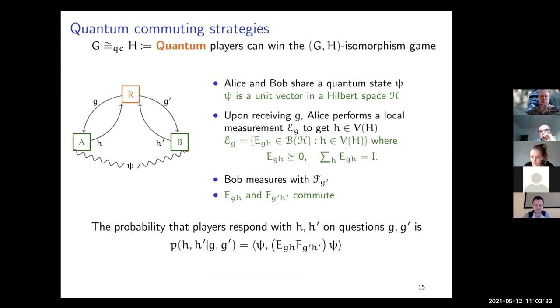But still I don't see how we get this H from a given G. So there would be only one H, yes? No, you need to come up with it. You decide what it is. In the finite dimensional tensor product case, for instance, Alice and Bob could say, we are going to play a strategy in C4 cross C4. Okay, but you wrote to get H in V of H, but below we have a sum over all H.